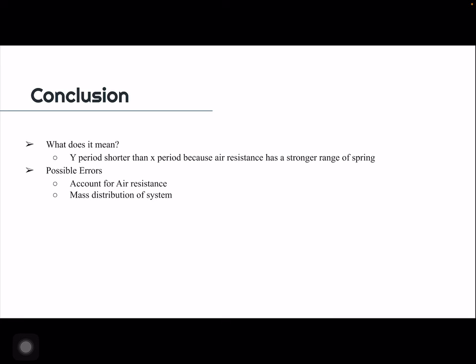Possible errors include that there could be a need to account for air resistance, and there could be an issue with the mass distribution of the system. And in all, this means that the Y period is shorter than the X period because of air resistance having a stronger range of the spring.